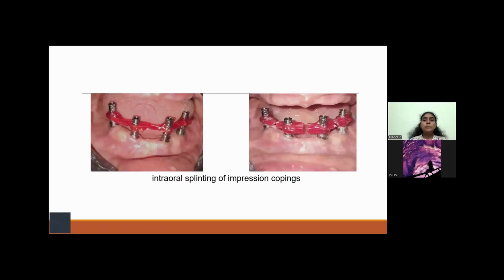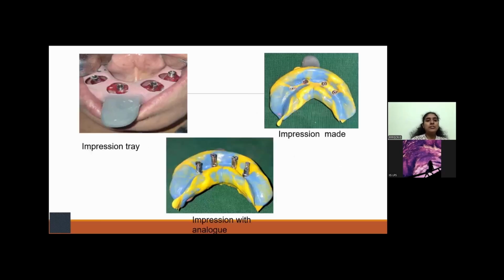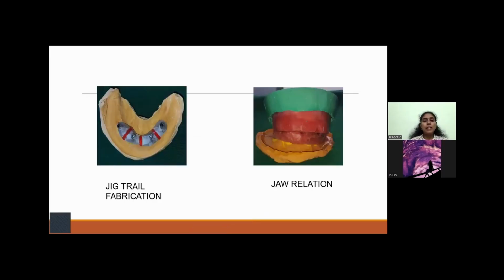The pickup impression of the splinted copings was made using polyvinyl siloxane material, and implant analogs were placed. The gingival mask was injected, the working model was obtained, and a jig was fabricated on the definitive cast using auto-polymerizing pattern resin and verified intraorally for passive fit. An impression tray was fabricated to check the fit, and the impression was made with polyvinyl siloxane material. After this, the jig trial was done and we continued with the jaw relation.